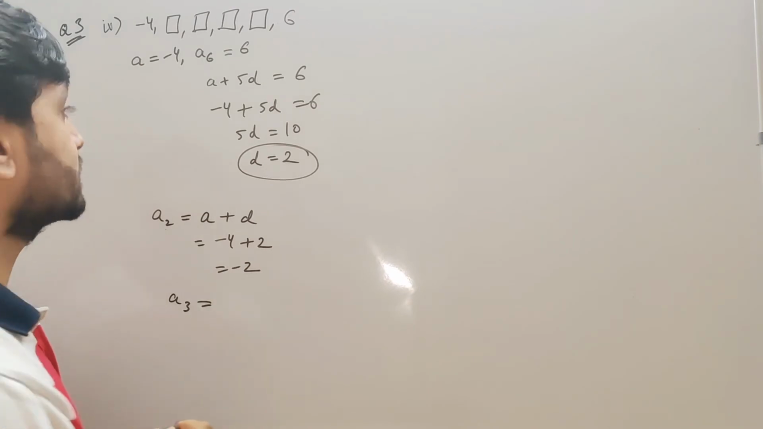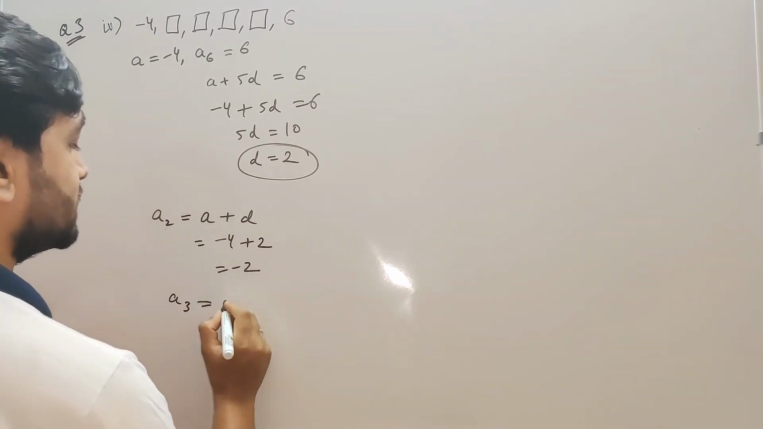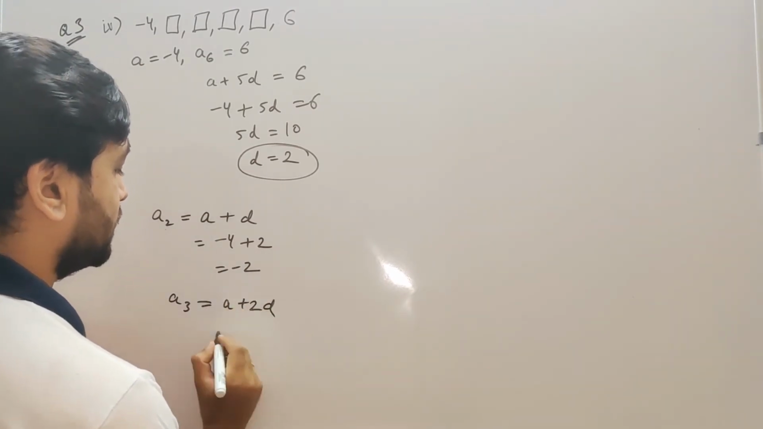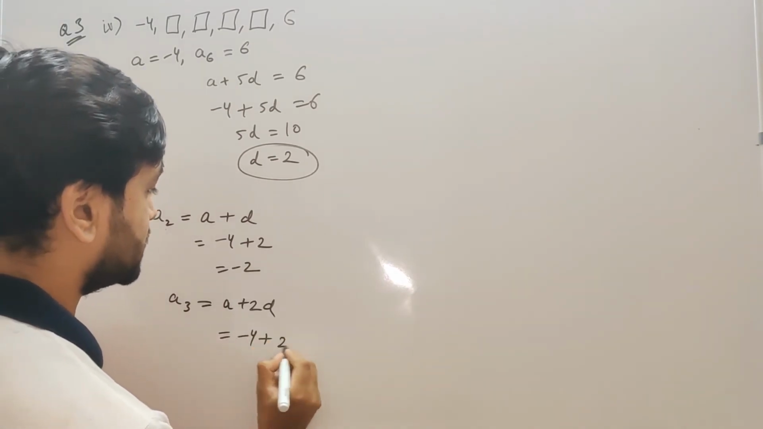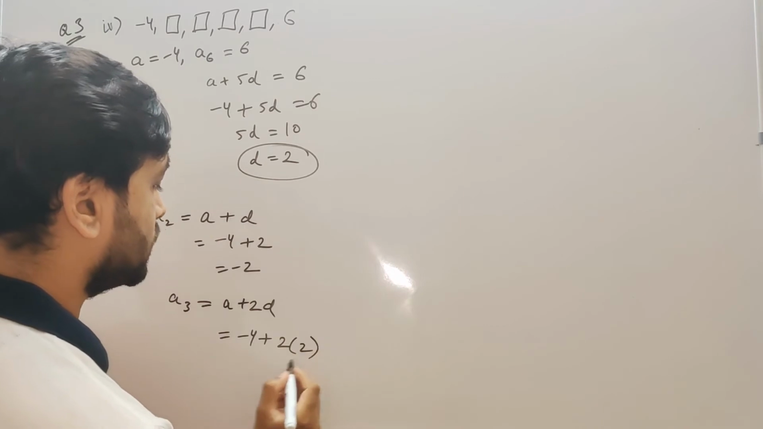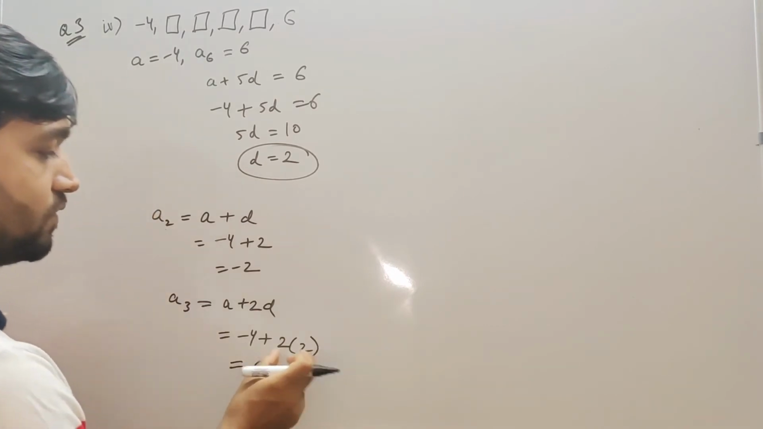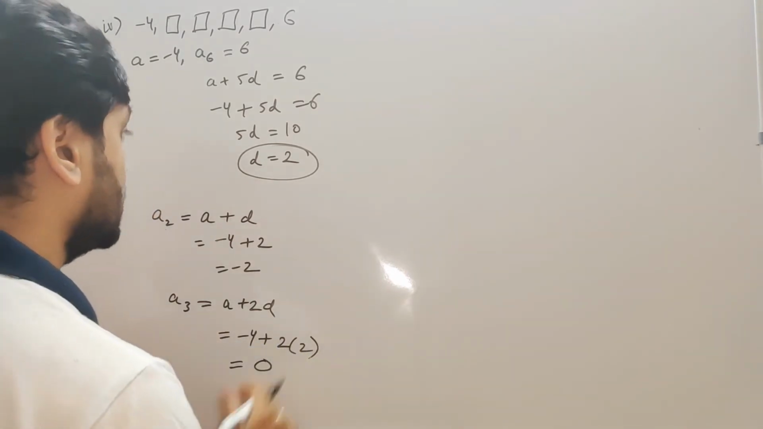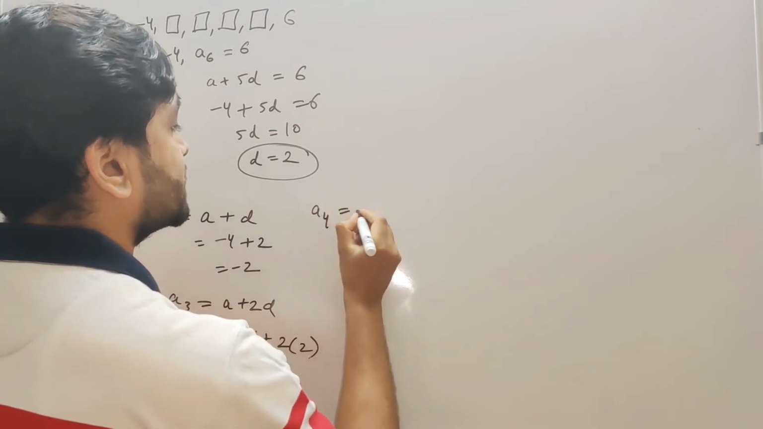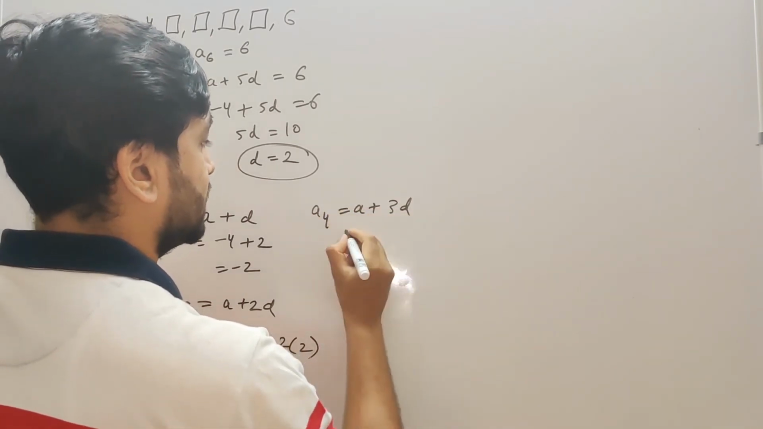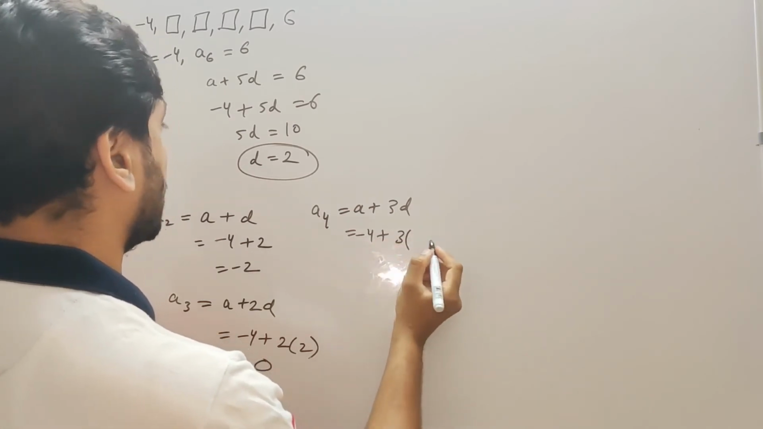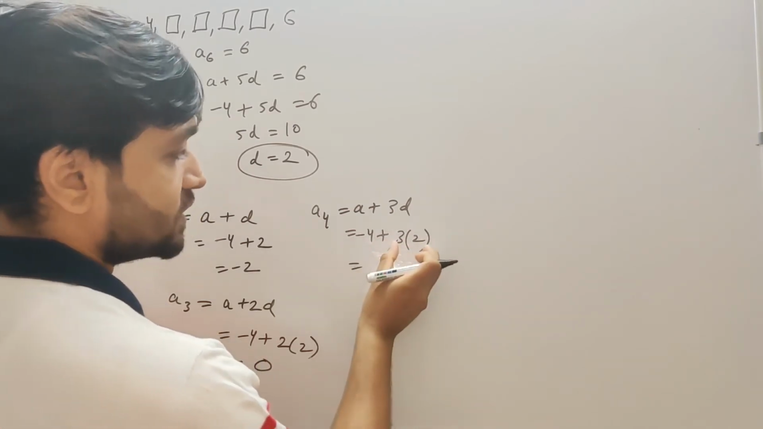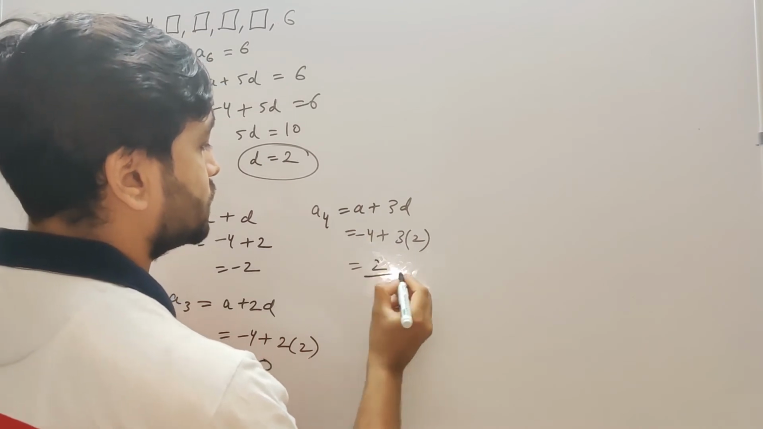A3 is going to be a plus 2d, which is minus 4 plus 2 into the common difference, which is 2. So this will give you 0. 4 minus 4 cancels out. A4 is a plus 3d. So a value is minus 4 plus 3 into the common difference value 2. So this is plus 6 minus 4, which gives 2.